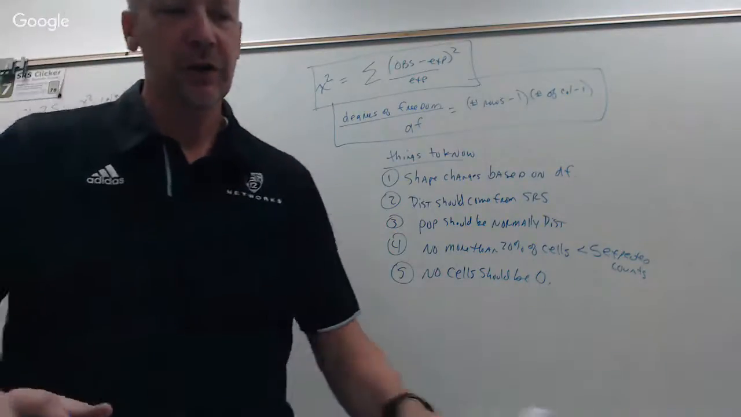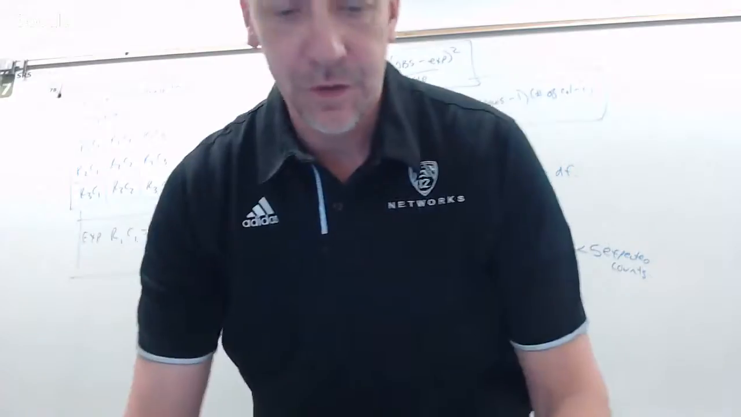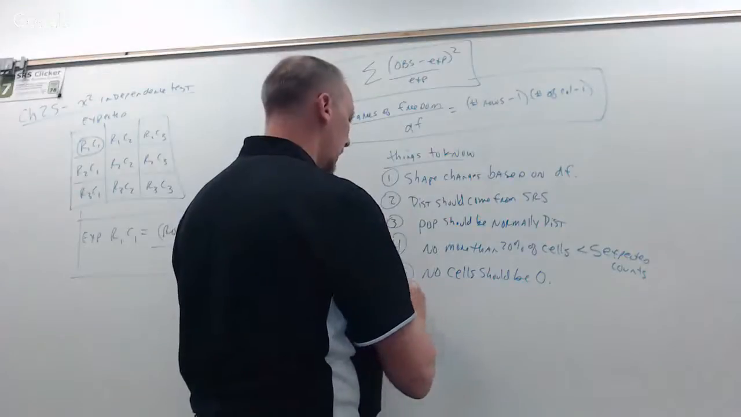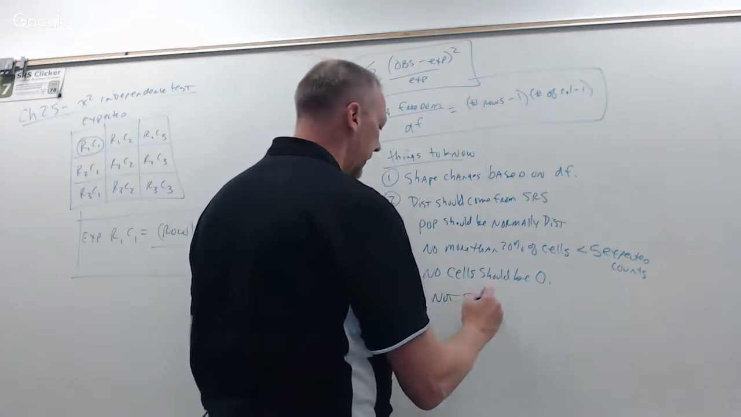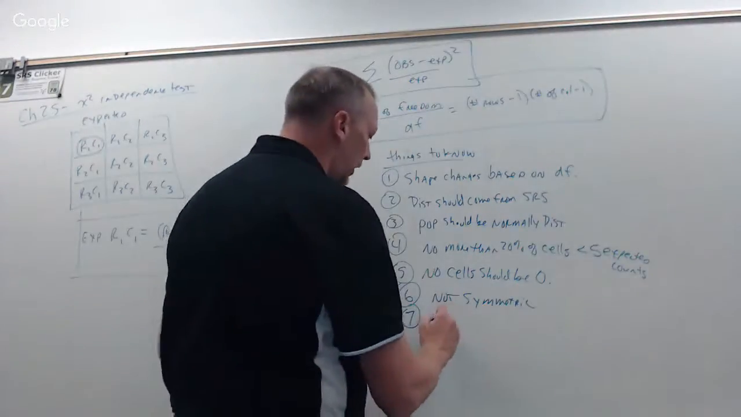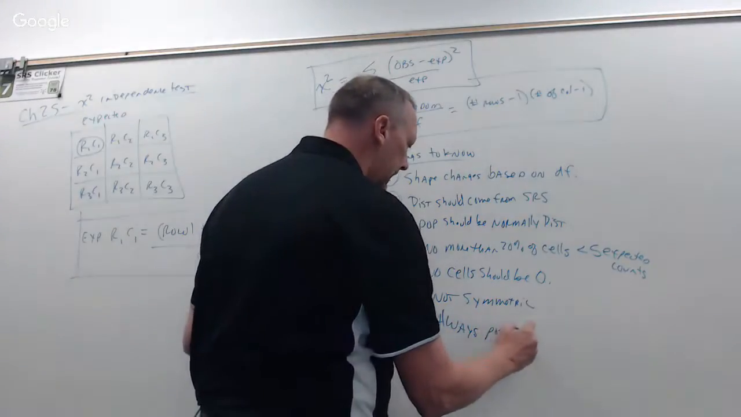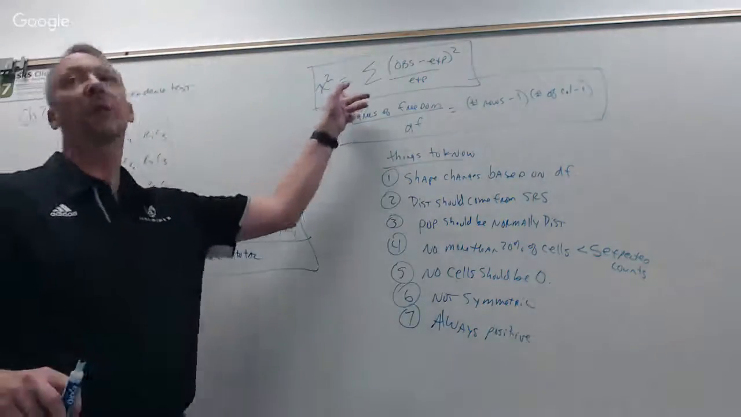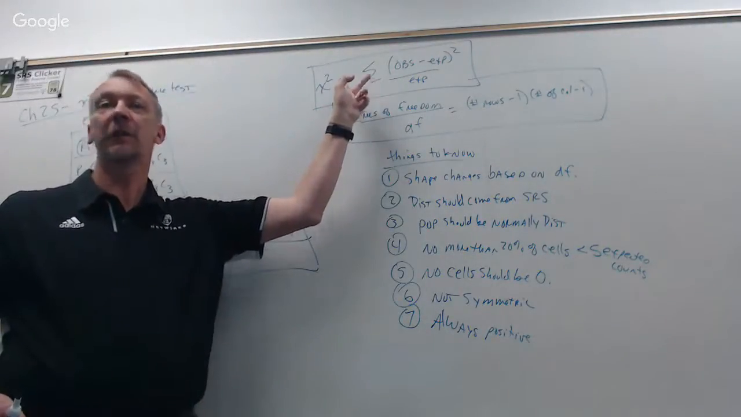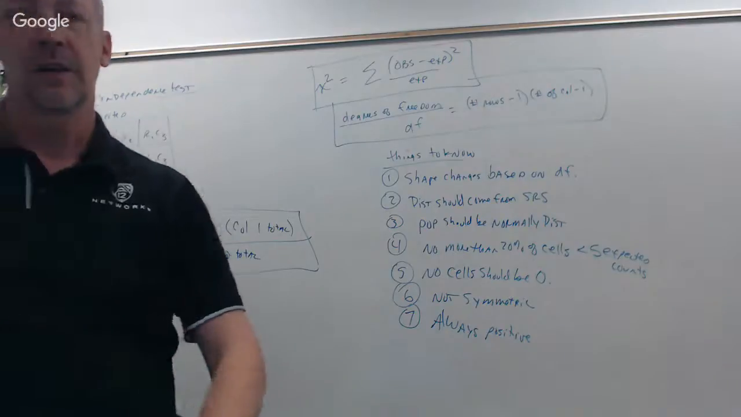All right, so let me just show you here really quickly. I'm going to find a chi-square distribution. Actually, I'm going to add a 6th one here. It is not symmetric. Actually, I'm going to add another, 7. It's always positive. Okay? Because we're squaring things, it's always going to be positive. So remember your t distribution, your z distribution, you can get negative values. Can't do that with this one. Okay? So let's talk about the chi-square distribution.